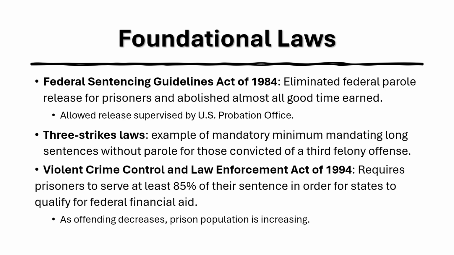Various states have what are known as 3 strikes laws. I'll let you look up Georgia to see if we have a 3 strikes law. You might be surprised by what you find. But these are laws that enforce mandatory minimums by mandating long sentences without parole if someone is convicted of a third offense of the same offense. And then you have the Violent Crime Control and Law Enforcement Act of 1994, which requires that prisoners serve at least 85% of their sentence in order for states to qualify for federal financial aid. So you see a requirement of 85%. They have to serve 85% of their sentence, no matter what that sentence is, before they can go up for parole.